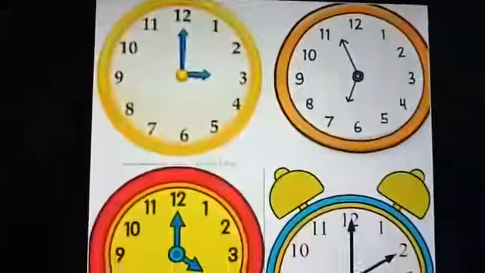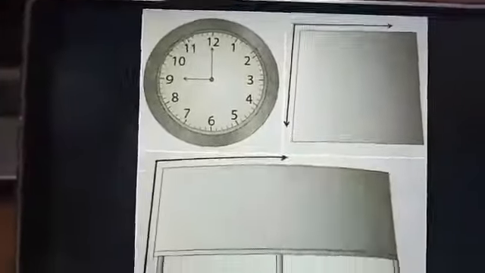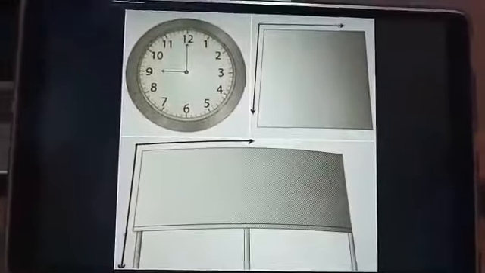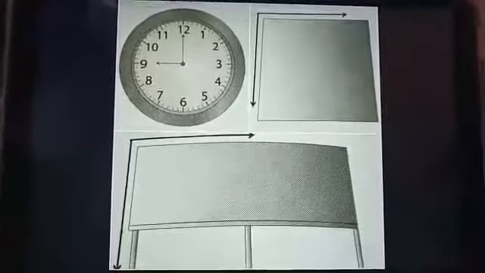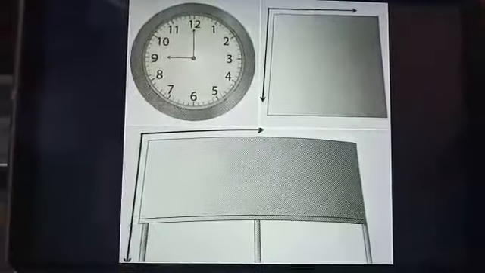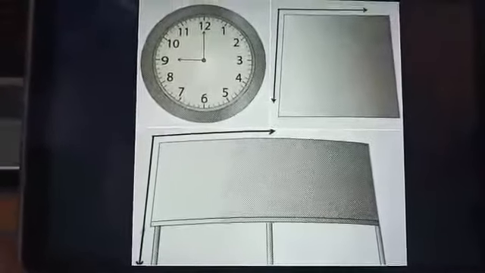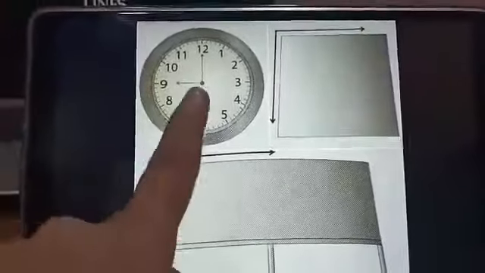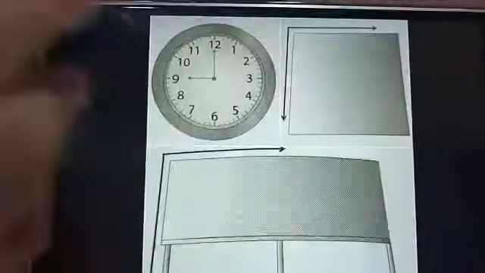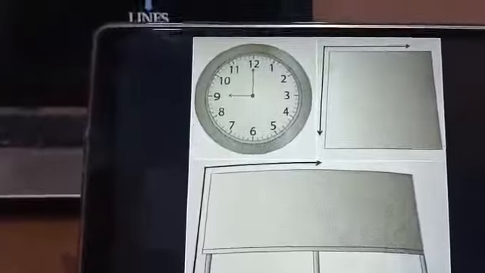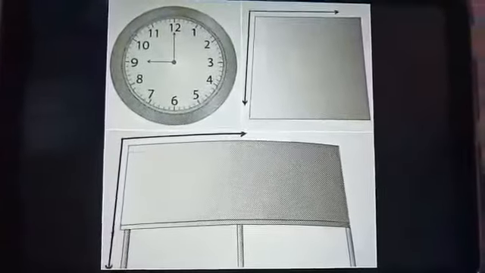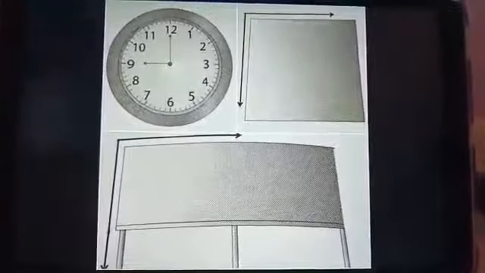Types of angles. Right angle. An angle whose measure is 90 degrees is called a right angle. In a right angle, one arm is always horizontal and the other arm is always vertical. As you can see in these examples, they all make a 90 degree angle.